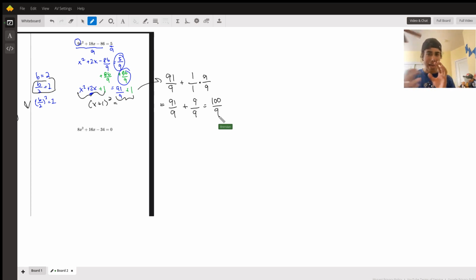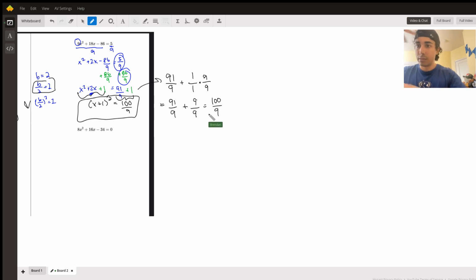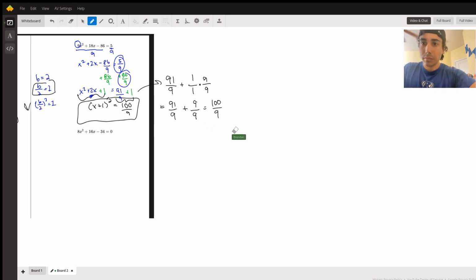All right, so now we've added those two fractions together, so we're going to say that this is equal to 100 over 9. Okay, I'm a little bit out of room, so I'm going to come over and rewrite what we have right here. This is where we're at. x plus 1 squared equals 100 over 9. All right, let's rewrite this. So we've got x plus 1 squared equals 100 over 9.